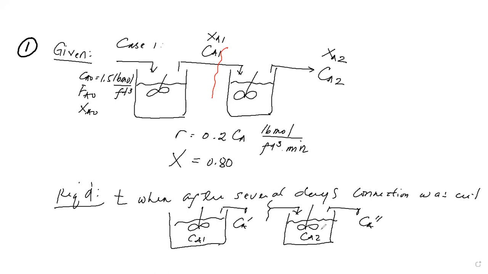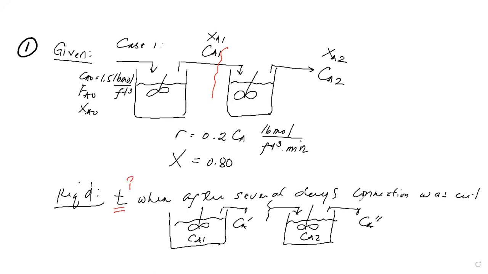And you have the concentration here of the pre-processed feed inside reactor 2, and that's already Ca2 because this is after several days, so it's not the original concentration anymore but the converted concentration. The reactor will process this standalone. This one will also process the thing inside it standalone. This one will have a converted concentration of Ca prime. This one will have a converted concentration of Ca double prime. So this T, when after several days connection was cut, you are to find the T. So this is a question mark actually.